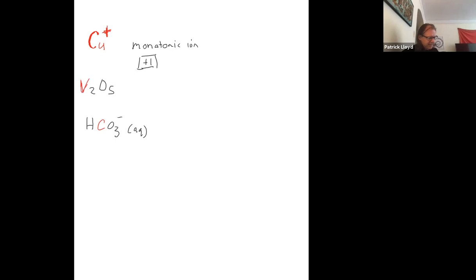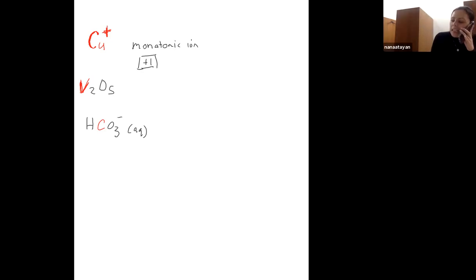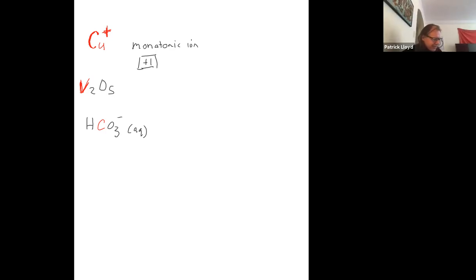V2O5. That's vanadium oxide. Vanadium's a transition metal. So let's try these two. Let's do the vanadium oxide. All right, so V2O5. First of all, let's identify that as a compound, right? So that means they have to add up to 0.